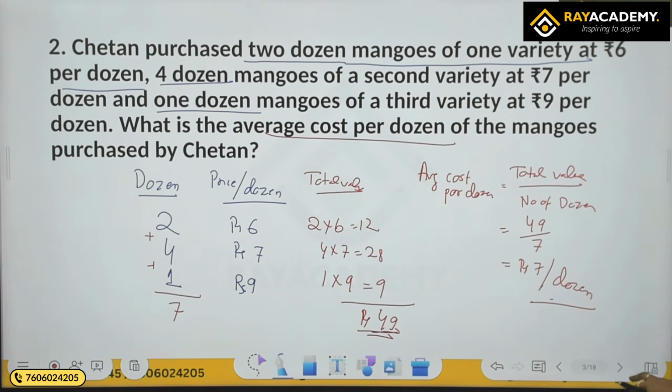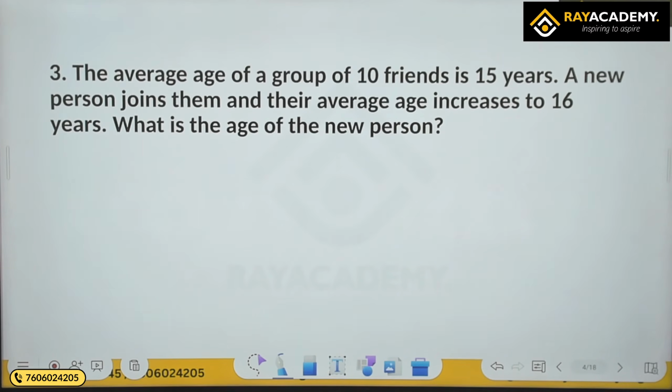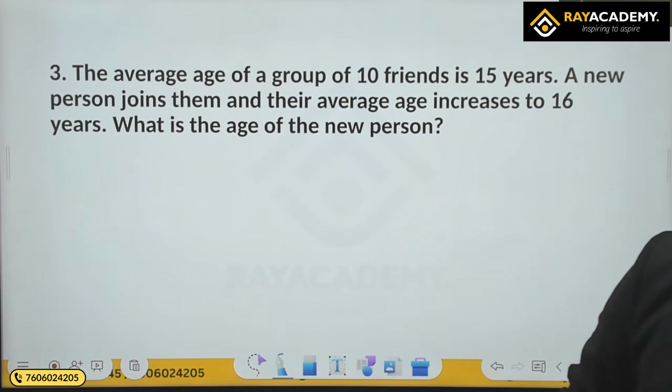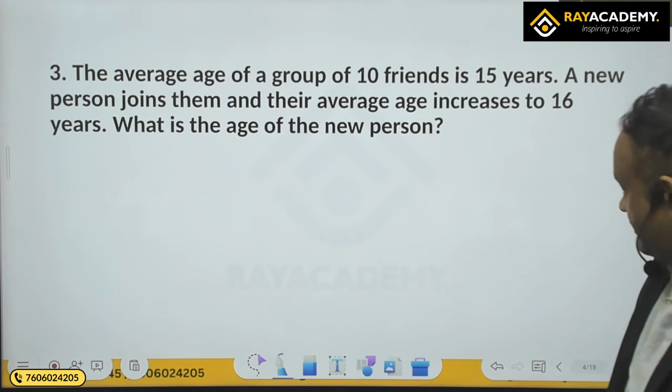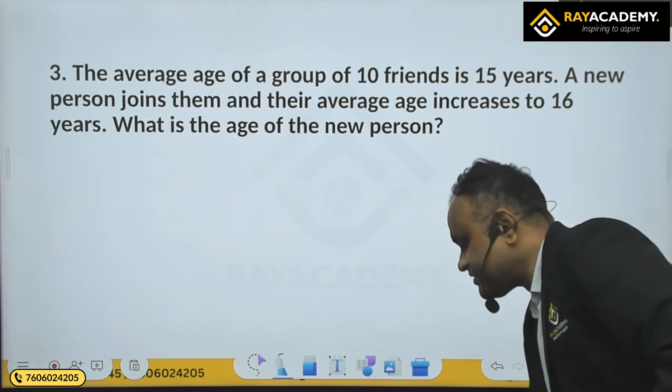Let's move to the next question. The average age of a group of 10 friends is 15 years. A new person joins them and their average age increases to 16 years. What is the age of the new person? Okay, try out this question. We can solve this just after 2 minutes.